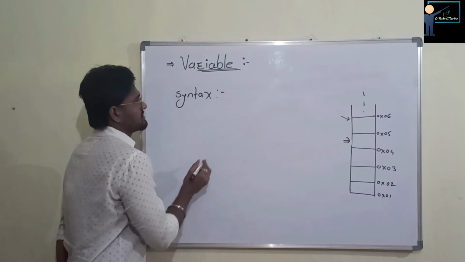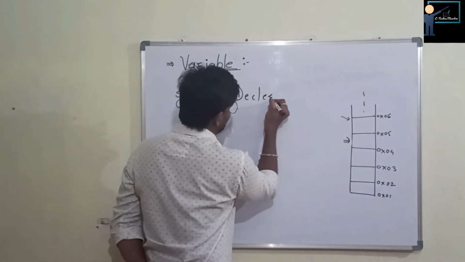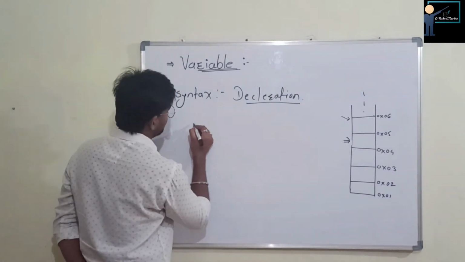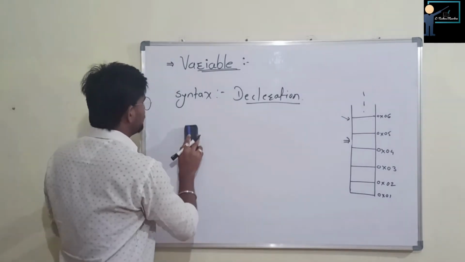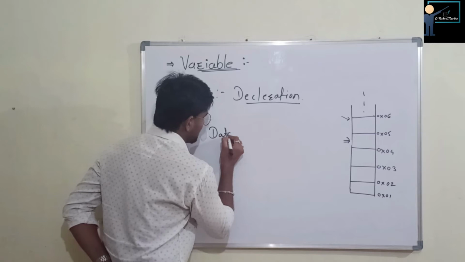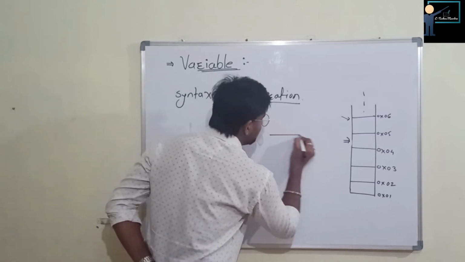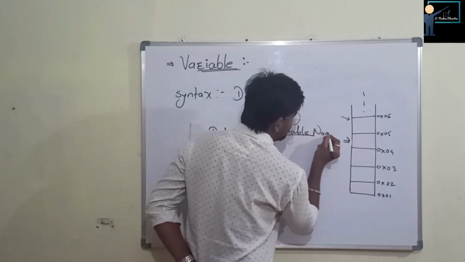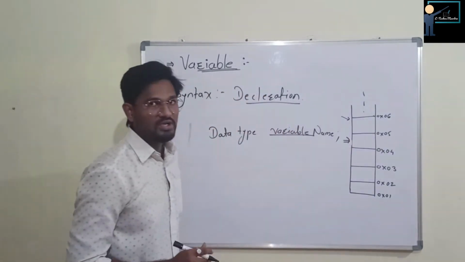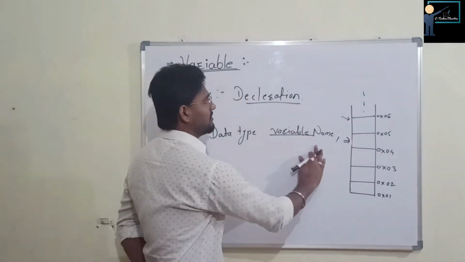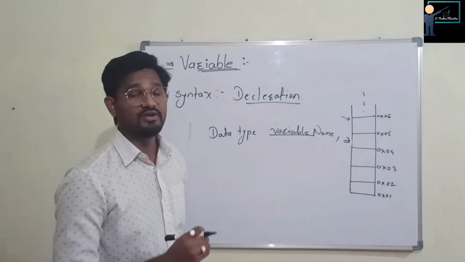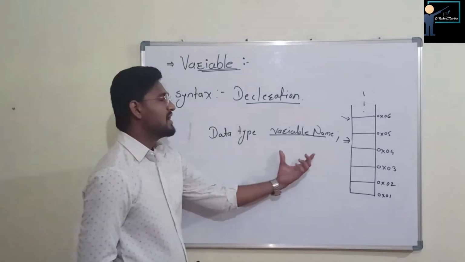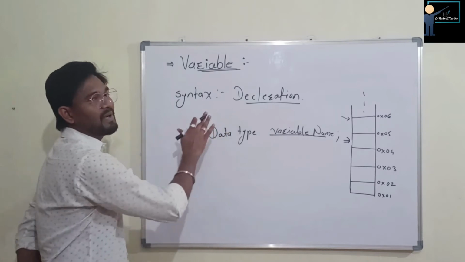Okay, so the syntax for declaration. Whenever you need to declare any variable, first you need to write a data type, and then the variable name. Okay, and in the end a semicolon. Don't forget the semicolon. Semicolon marks the end of a statement, so if you don't add a semicolon, it will throw an error. So this is the syntax: data type and variable name. This is a simple declaration.